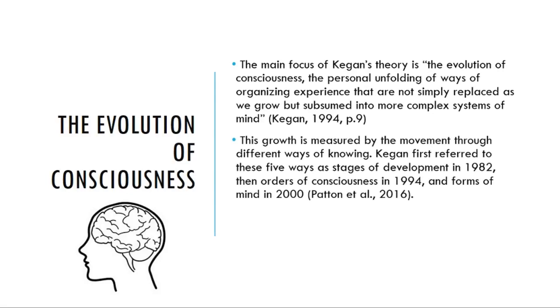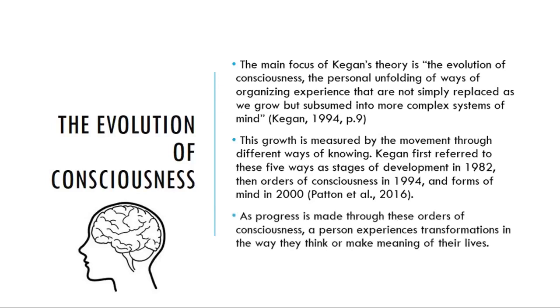The growth is measured by the movement through different ways of knowing. Kegan first referred to these 5 ways as stages of development in 1982, and then orders of consciousness in 1994, and forms of mind in 2000. For this presentation, I will be taking the approach used in our textbook and using the numerical orders alongside the names of the forms of mind associated with later orders.